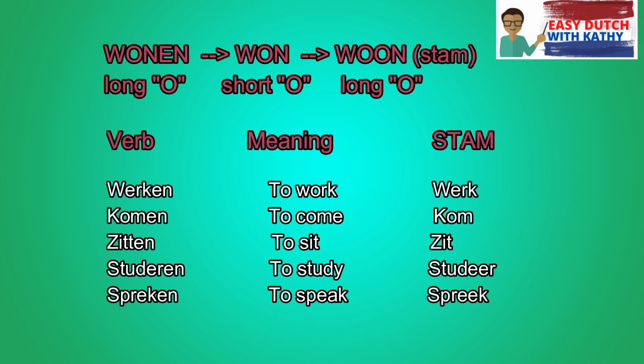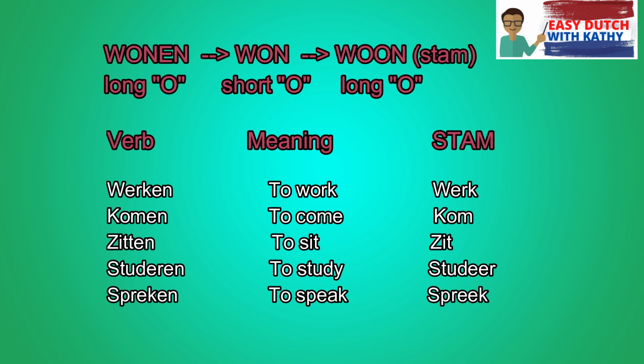Now let's have a look at the next verb, werken, to work. Werk. Komen, to come. Kom. Zitten, to sit, zit. Studeren, to study, studeer. Spreken, to speak, spreek. So these are some examples of some verbs and their stems. For now, what you should do is just note it down and learn by heart.